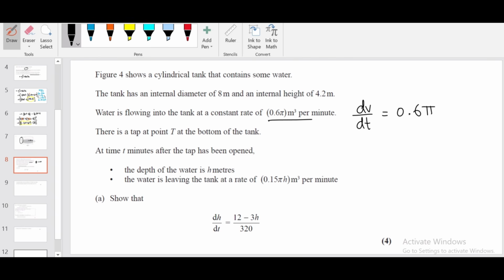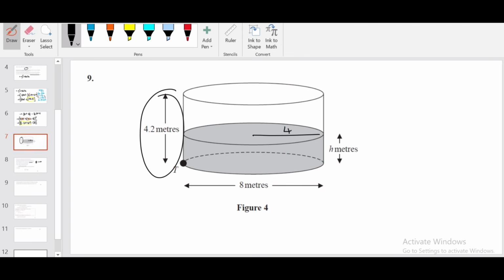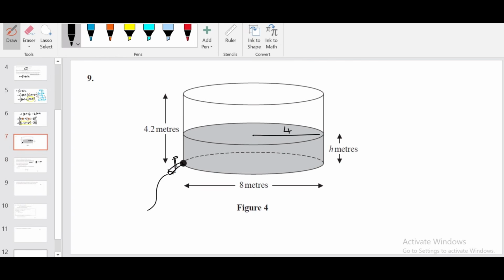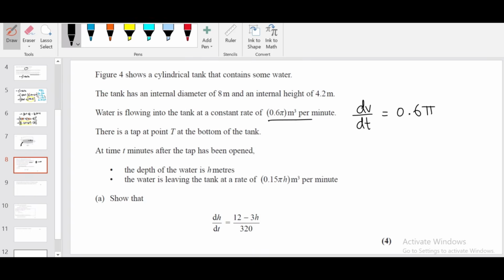There is a tap at point T at the bottom of the tank, or somewhere here. Let's say there is a tap here, and then it says at the time t minutes after the tap has opened, the depth of the water is h. The water is leaving the tank at the rate of this. So the water is leaving from here. So the volume dV by dt is this minus 0.15 pi h, because the water is leaving, so the volume will reduce. Show that dh by dt is this.